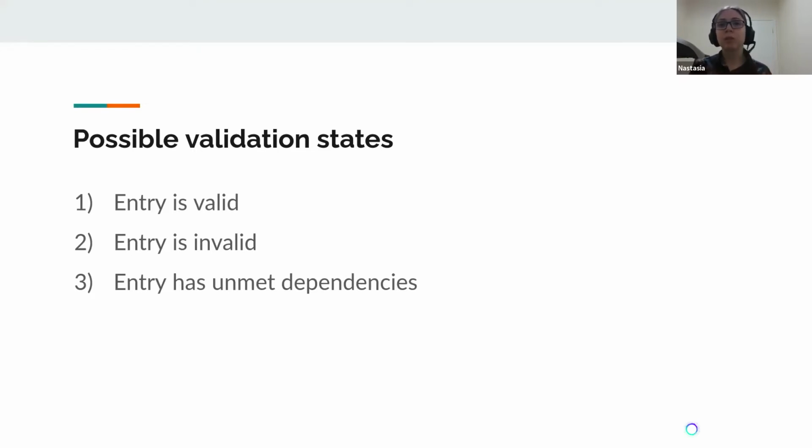perspective of validation. First one is an entry is valid. Basically, rules have executed, they have verified that it complies with all of them, and so the entry is considered correct. Second is the entry is invalid, when the rules are broken. But there is a third one, which means that the entry has unmet dependencies. And it could happen when your validation rules are relying on some external entry, something that we would be showing today. And this entry isn't yet available to your agent.